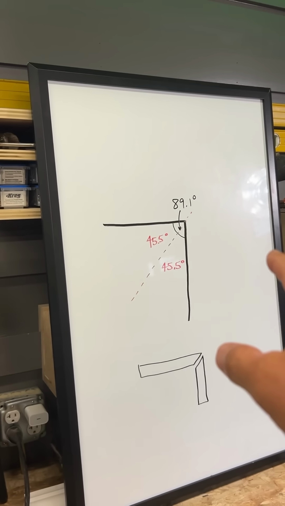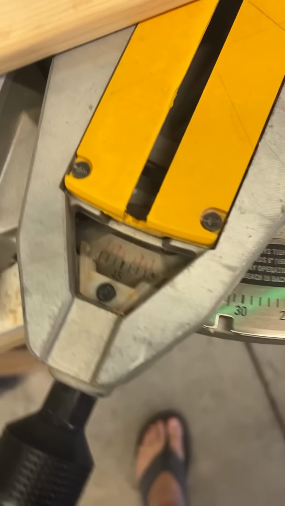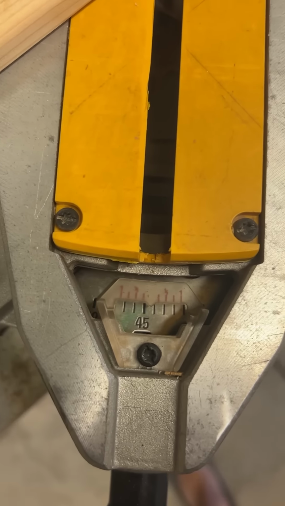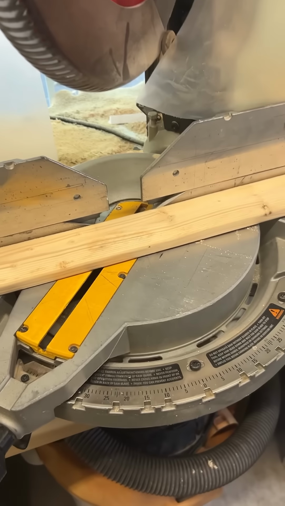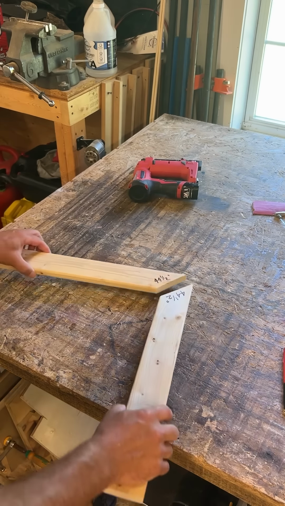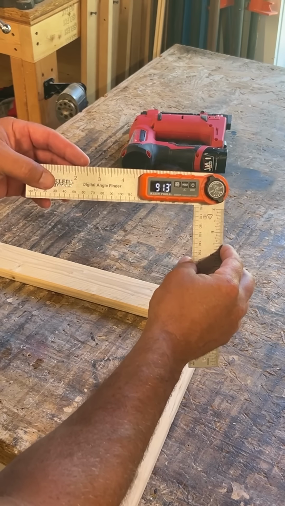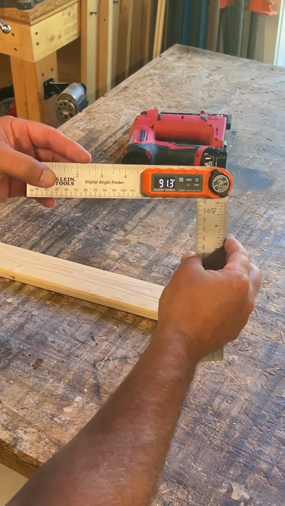Let's follow the thinking of the comments section. 89.1 degrees, if we just divide that in half, we should have 44.5 degrees. So I have this saw set to 44.5 degrees. Let's make a cut and see what happens. 44.5 degrees, 44.5 degrees. We check this with the angle finder. We're at 91 degrees. We went the wrong way.